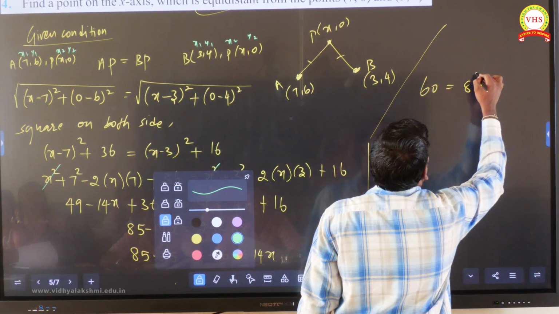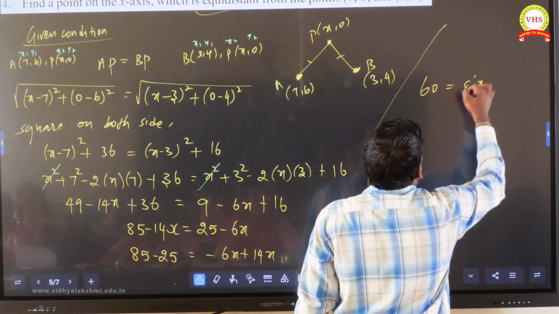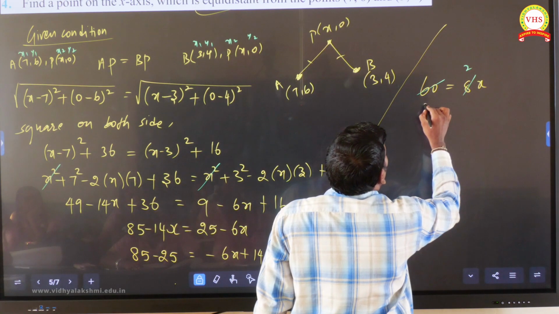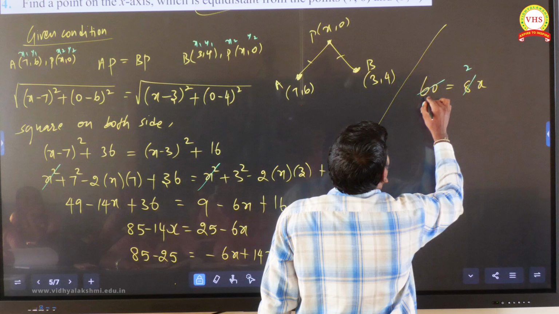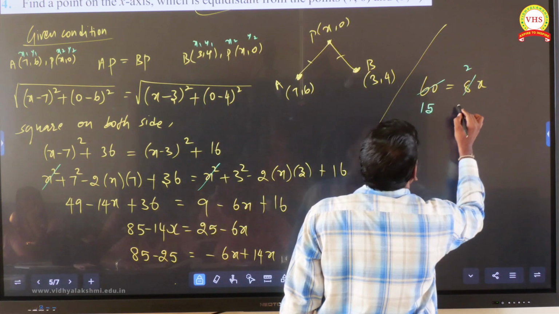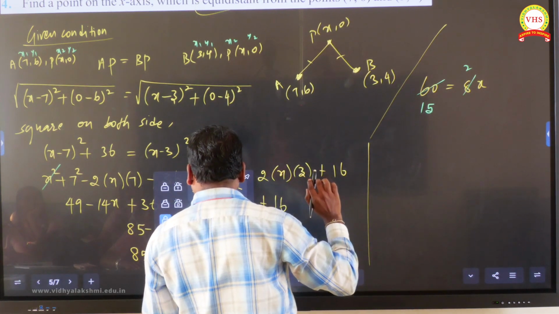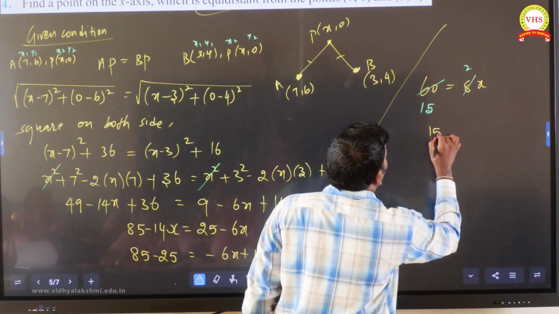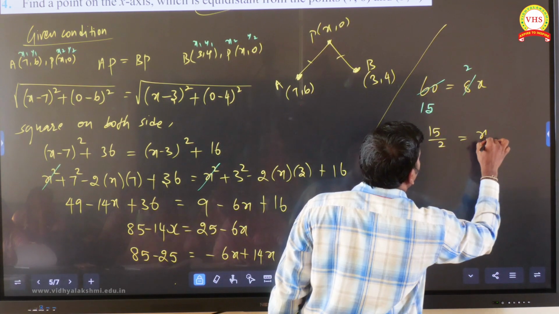You just cancel by the 4 table. 2 times, what am I getting? 15, with 1 remaining, 2, so 15 by 2. That's it, 7.5. Don't give it in decimal because it is a point. We'll give it in fraction form: 15 by 2, which is equal to x.